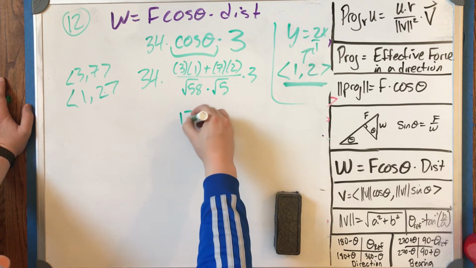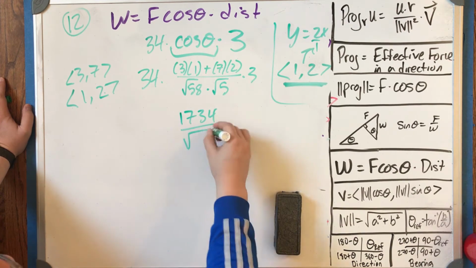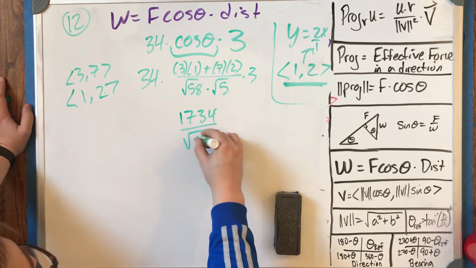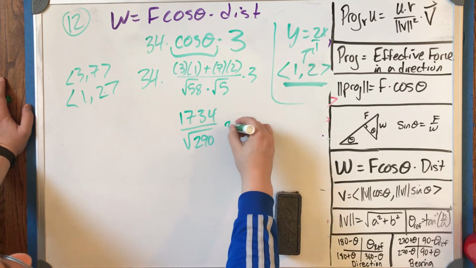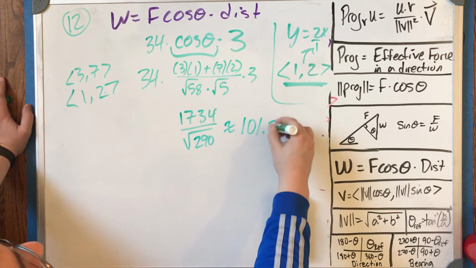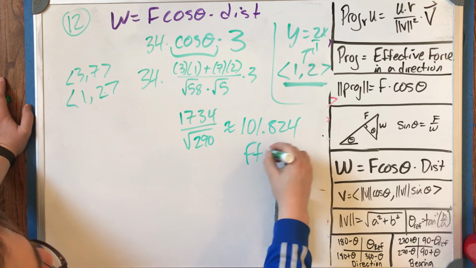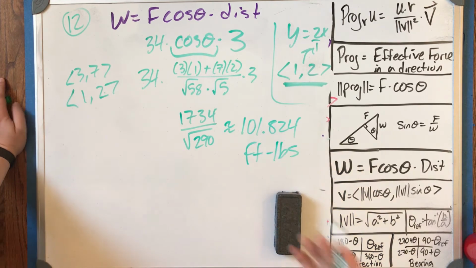I get on top 1734 over the square root of, what does that say, 290. And then if I type that in the calculator, 101.824 foot-pounds. Done.